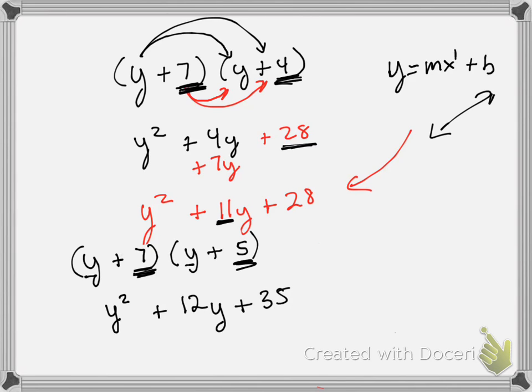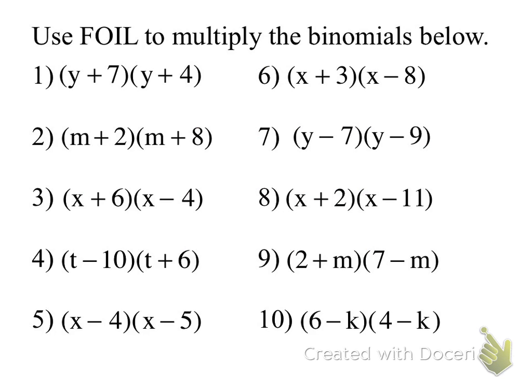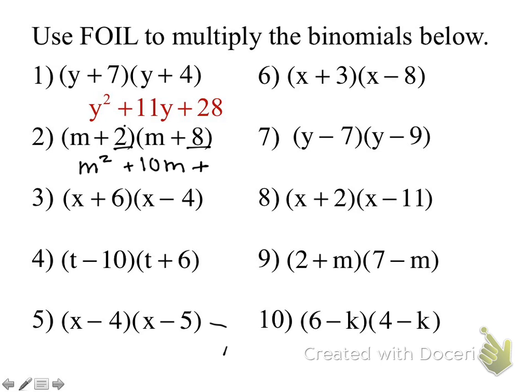So is everybody remembering that? Okay. So on the first one, we said it was y squared plus 11y. Let's do one more. What's the first one going to be? M squared. The middle term? Plus 8m. No. What do I do with these for that linear term? So what does it become? Plus 10m. And then the last term? It's going to be 16. Plus 16. I need a sign with it.